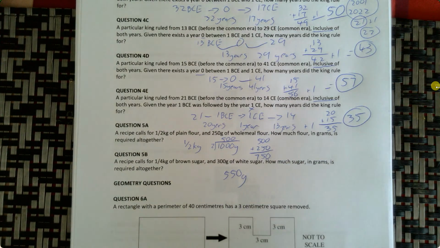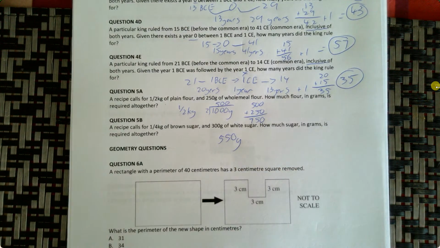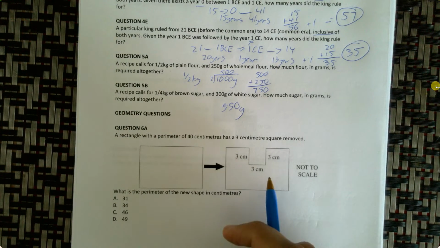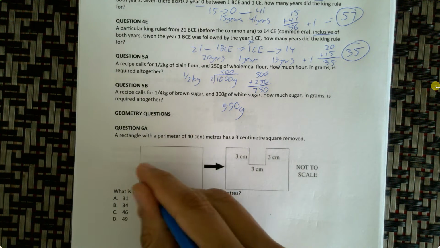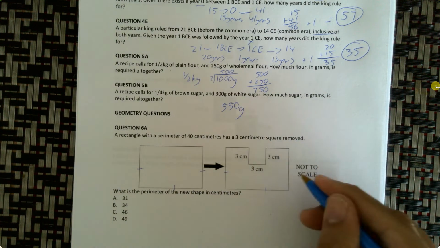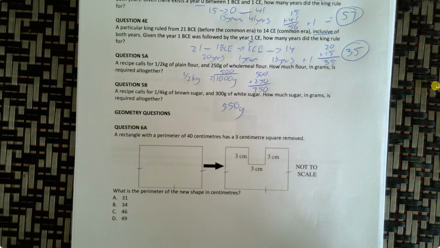Okay, next one's a little bit funny. Not a question I've really ever seen much of. This has a perimeter of 40 centimeters. While this one has a little bit removed. What's the new perimeter? So this and this are the same. This and this are the same. This and this are the same. Those sides are all exactly the same.